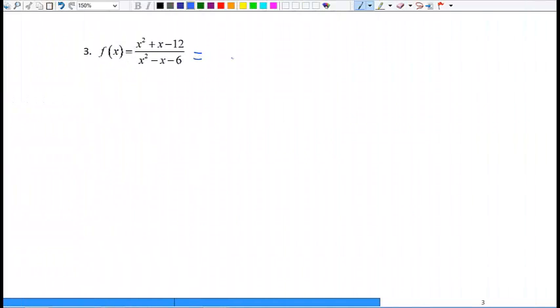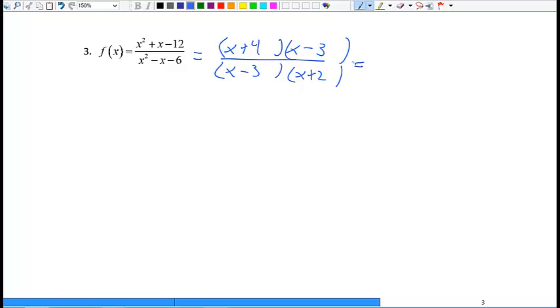Okay, number 3, same trick. I'm going to start by factoring. See if I get anything useful out of this. X plus 4, x minus 3. Let's see. Yep, that's right. And then the denominator, I get x minus 3 and x plus 2. Okay, so already I've found a hole, and I've reduced my rational to x plus 4 over x plus 2.